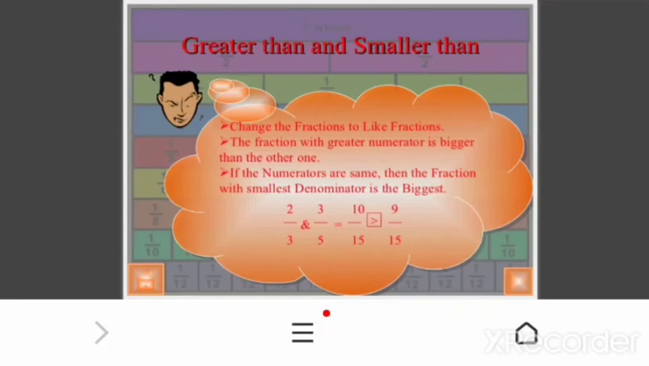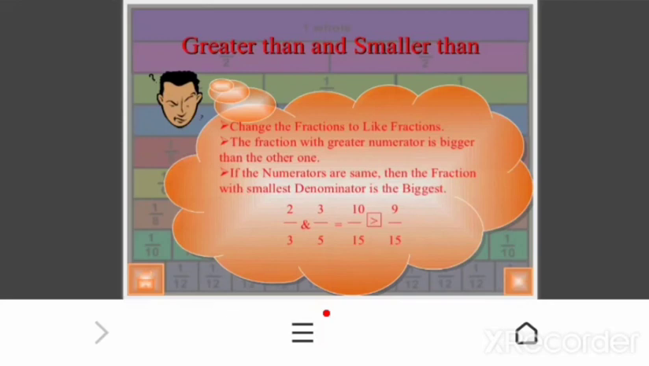Change the fractions to like fractions first, then the fraction with the greater numerator is bigger than the other one. And next, children, if the numerators are the same, then the fraction with the smallest denominator is the biggest one. Like here, look on the screen as an example, 2 upon 3 and 3 upon 5. If I ask you which one is bigger or which one is smaller, just see, 10 upon 15 is more than 9 upon 15.